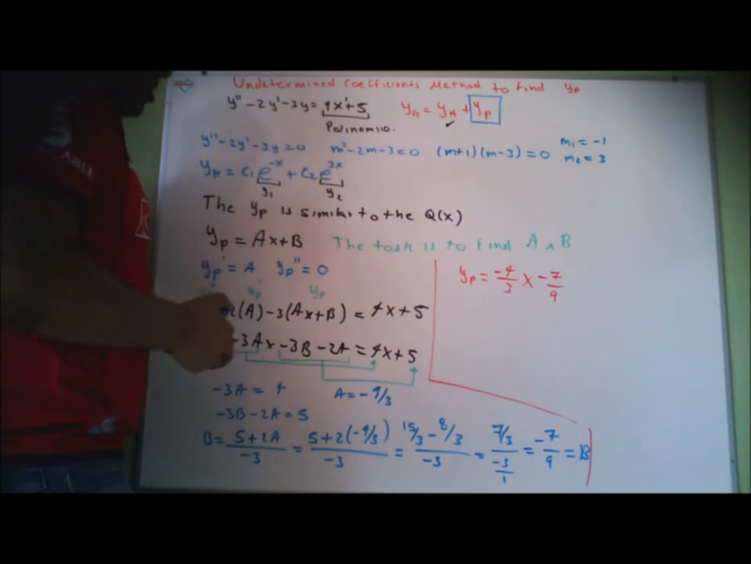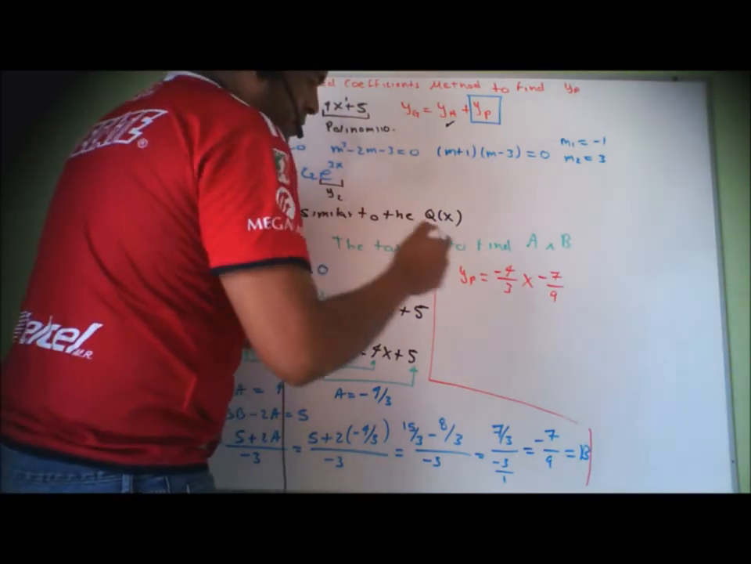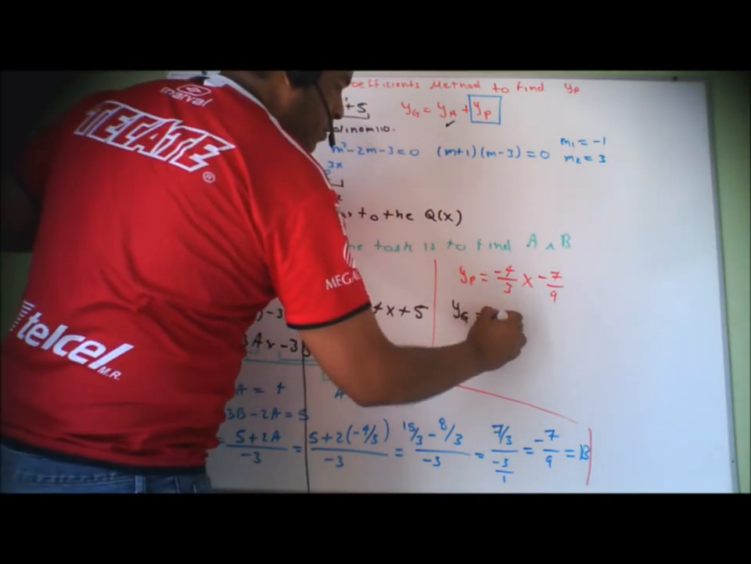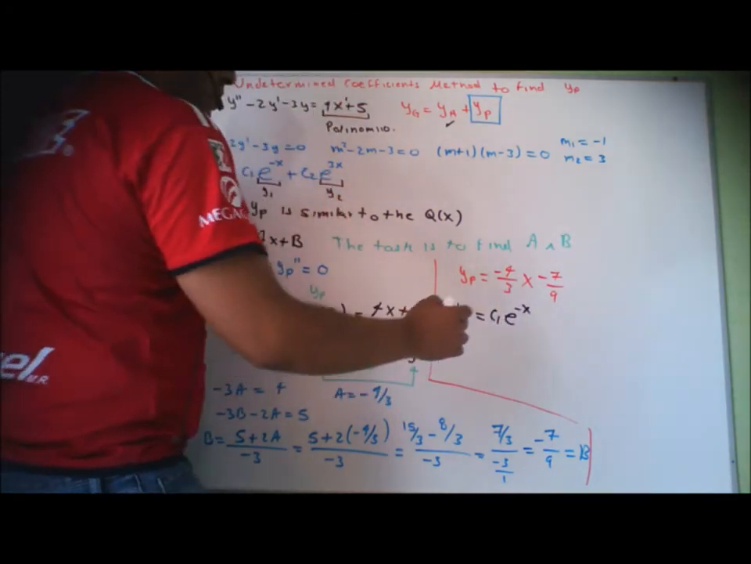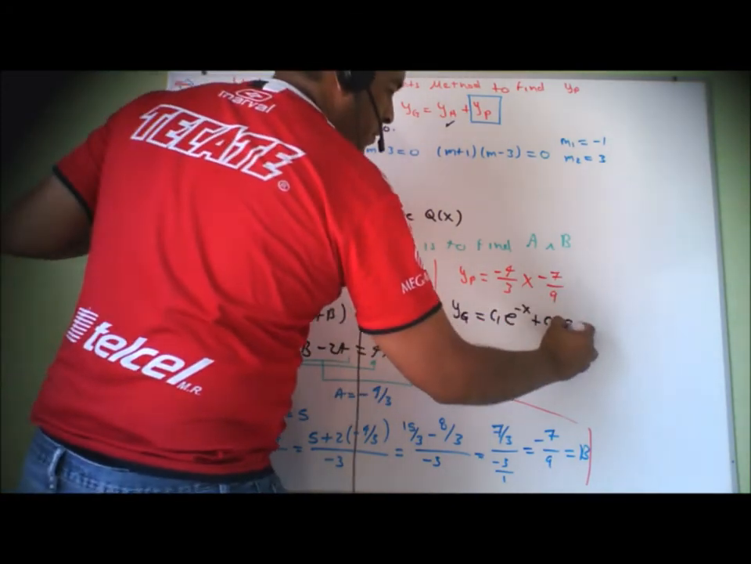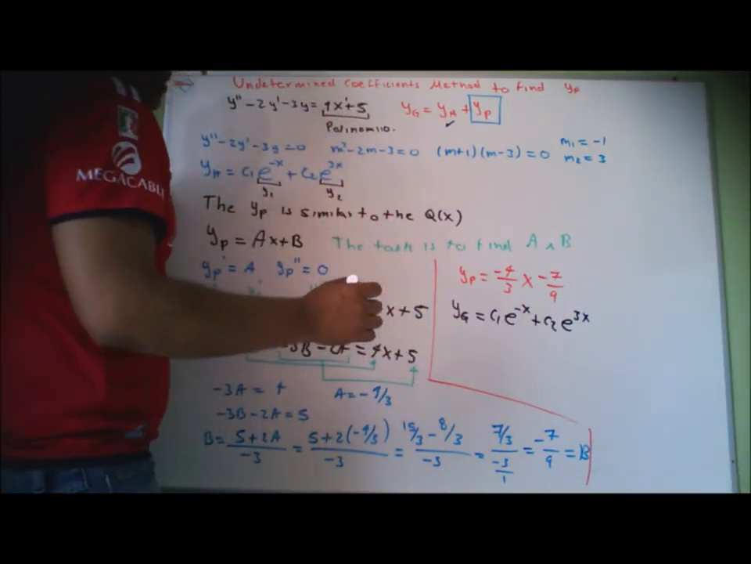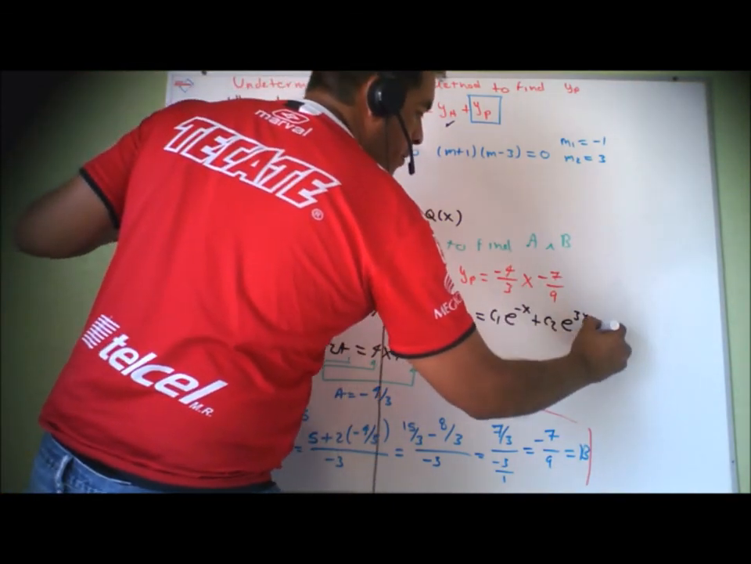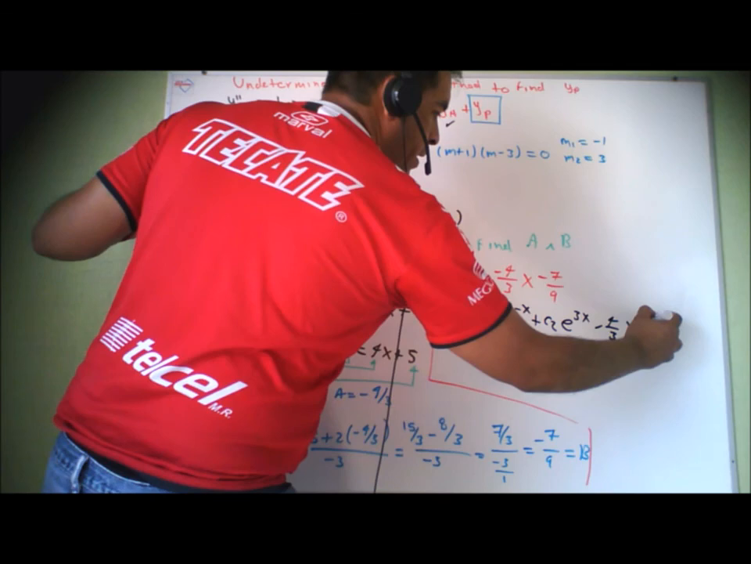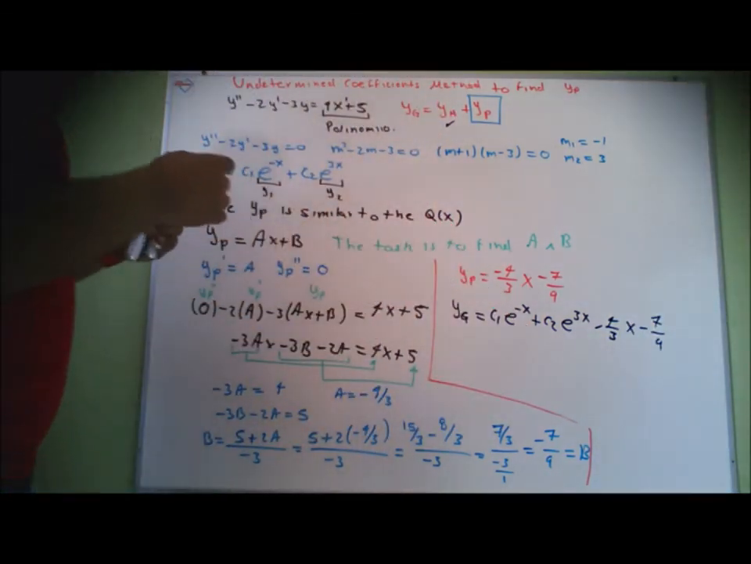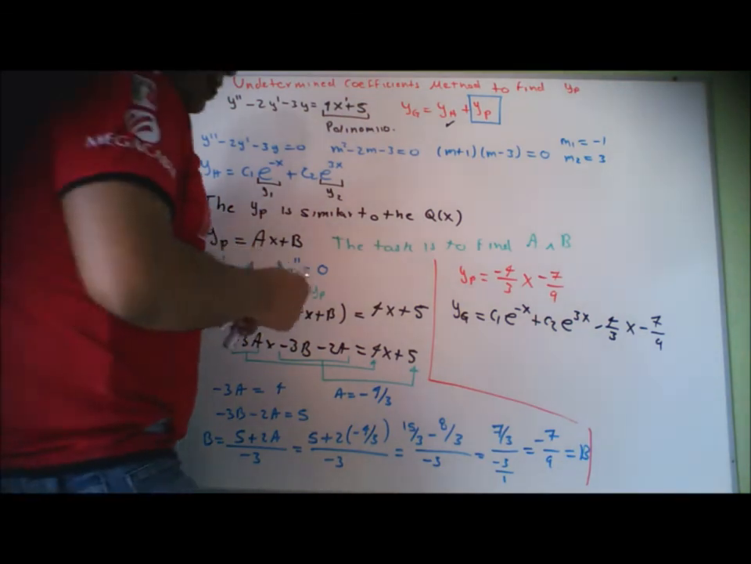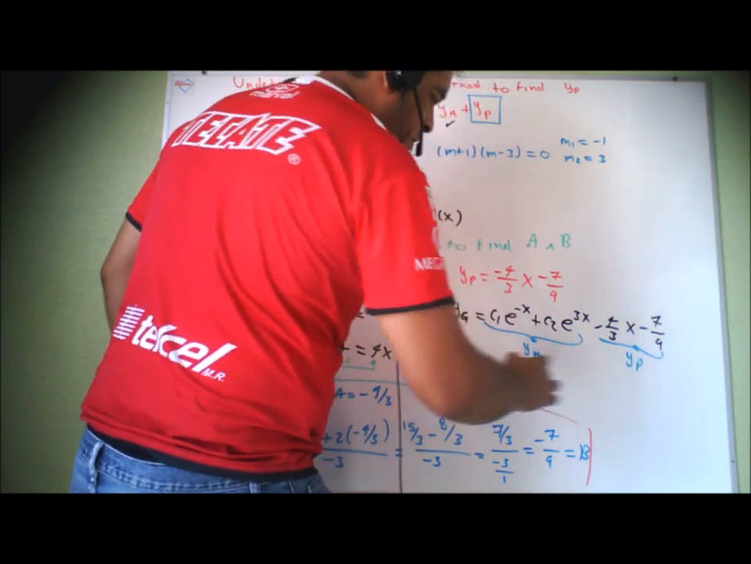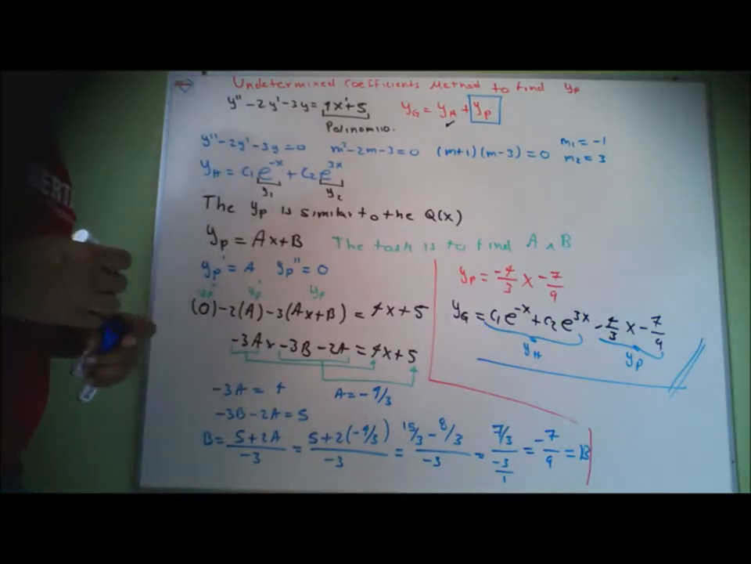write the general solution. So the general solution is going to be my homogeneous solution, c1 exponential of minus x plus c2 exponential of 3x, and then plus my particular solution, which is this. So this becomes minus 4 over 3x minus 7 over 9. And that is the general solution. So you have here your homogeneous solution, and here you have your particular solution. And this is it, how to find the particular solution.